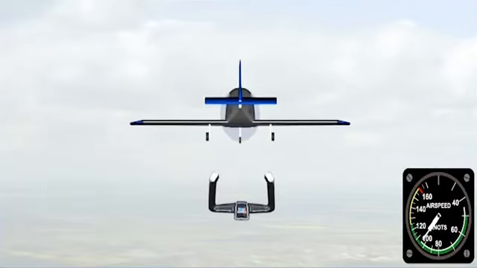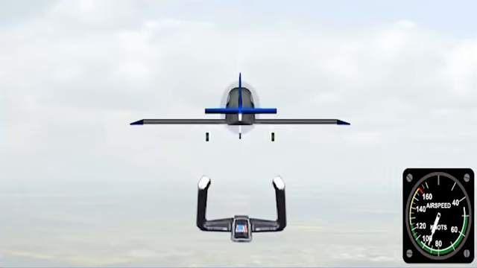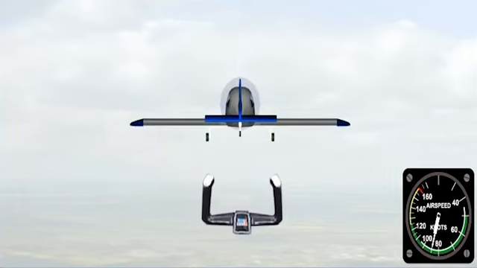There is no secondary effect of elevator or stabilator, though, as you've learned, as the nose of the aircraft is pitched up and down, the change in attitude causes a change in the aircraft's speed through the air.